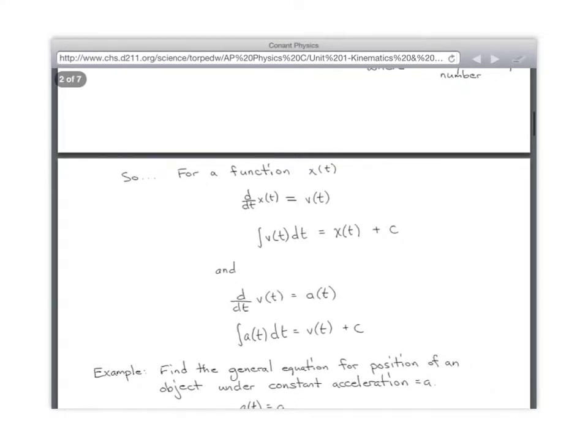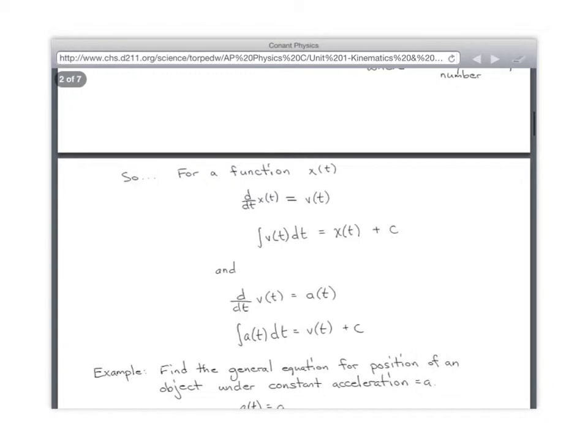Here's a good example to do. Find the general equation for the position of an object under constant acceleration a. Okay, so what did I ask for? I asked for position, and what am I giving you? Acceleration. So what do you have to do to get position if you have acceleration? You have to integrate twice. Once for velocity, and then once again for position. Okay, fine, let's do it.